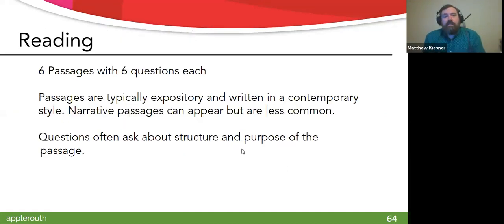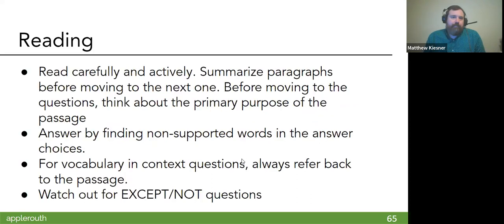So the reading is 6 passages, 6 questions each. They're typically expository, so they're just telling you a thing about the world. There might be a narrative passage, but they're not very common. It's not going to be old-fashioned passages. The SSAT will pull from Dickens and Jack London and stuff, and you're not going to see that on the ISEE. They do like questions about structure and purpose, understanding what this part contributes to the whole.